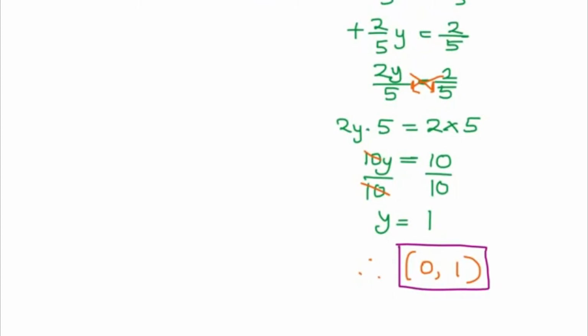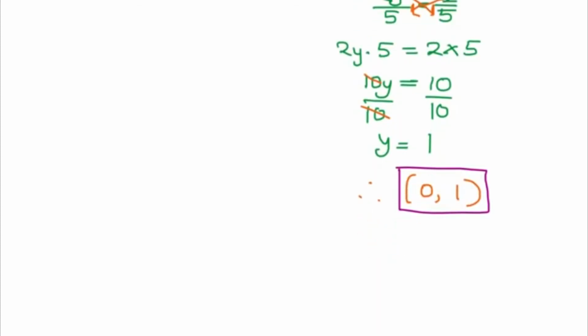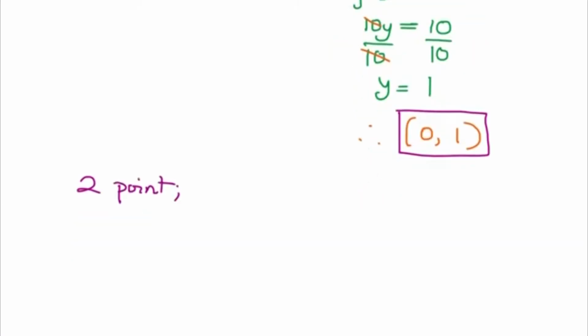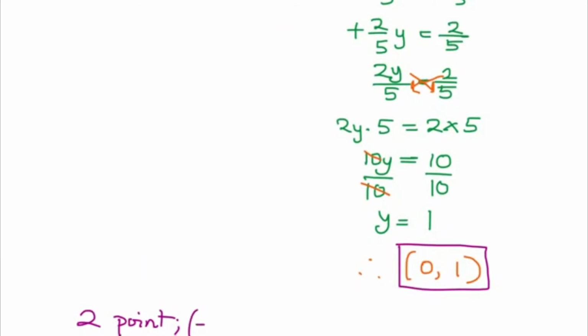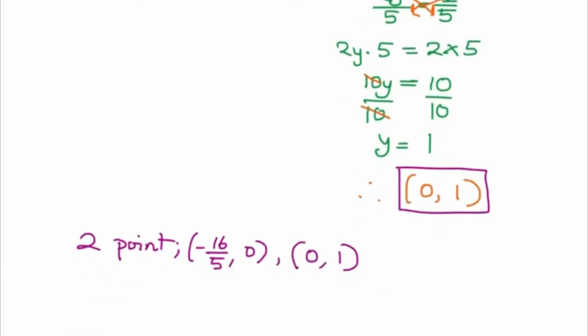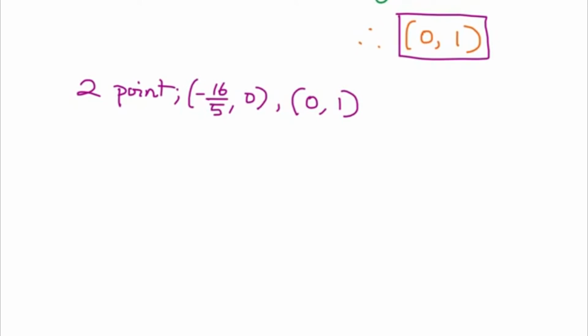So what we do is that all we need is 2 points. All we need is 2 points. We found our first point, which is negative 16 over 5, and y is equal to 0, and the other point here is 0 and 1. So once we have these 2 points, then it means that we can draw our graph.